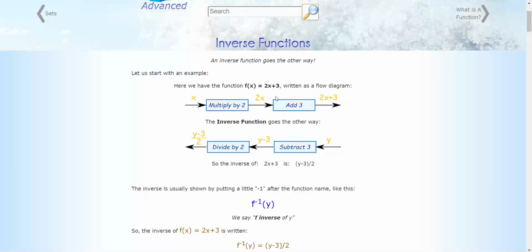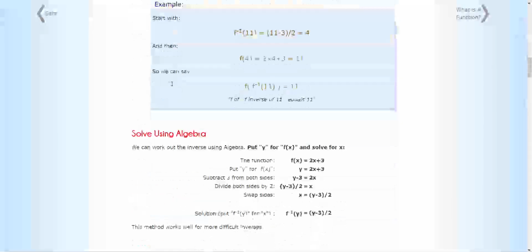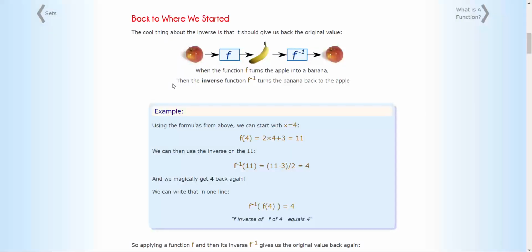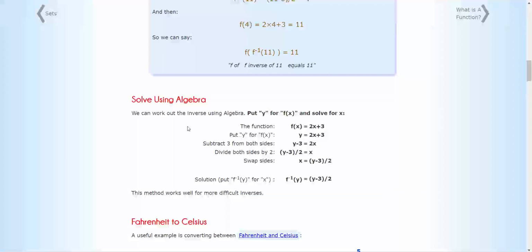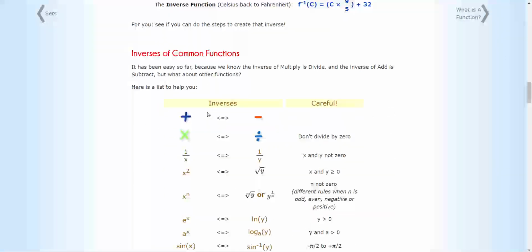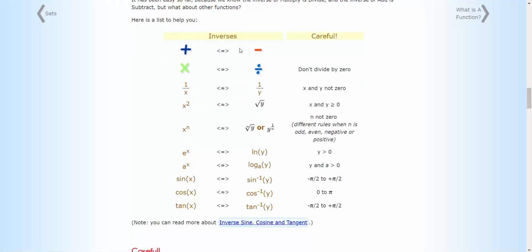So y minus 3 over 2, that leads to the x. Basically, that's the inverse of the function. That's the algebraic way of deciding. Otherwise, you just flip everything. But I think the algebraic method is the most appropriate example.